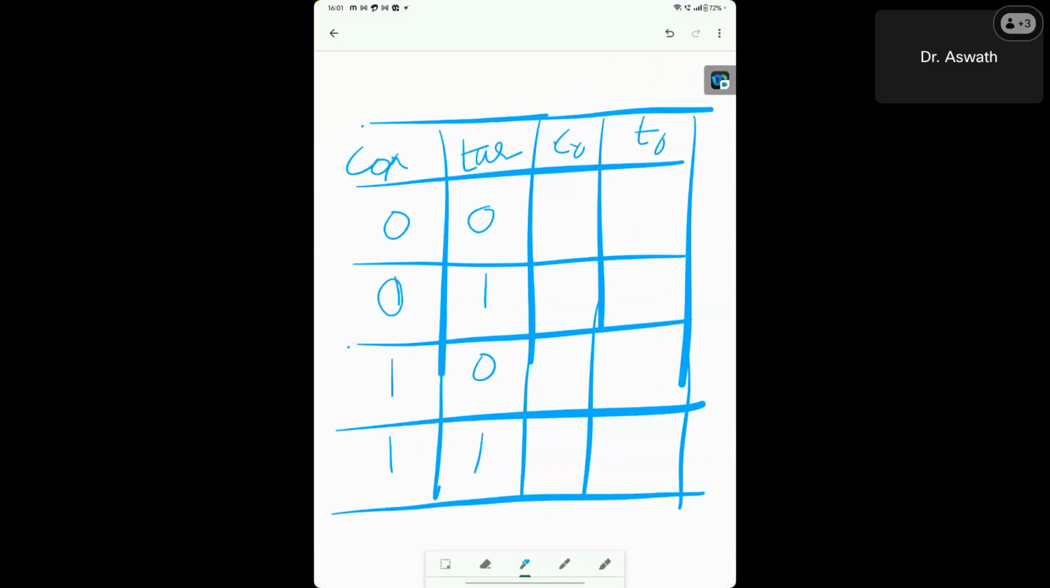Okay. And control comes out as it is. Remember, it doesn't matter. Right. Now when control is 0, target also comes out as it is. When control is 1, target should flip. So control always has no effect on itself. So when control is 1, target should flip.